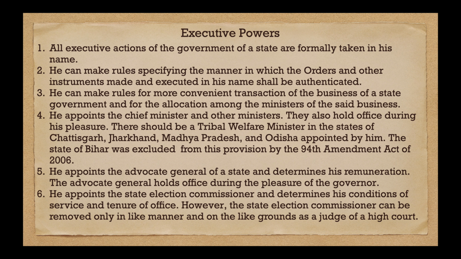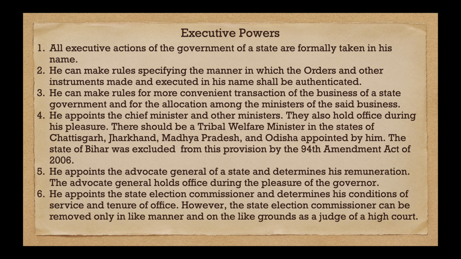1. All executive actions of the government of a state are formally taken in his name. 2. He can make rules specifying the manner in which the orders and other instruments made and executed in his name shall be authenticated. 3. He can make the rules for more convenient transaction of the business of a state government and for the allocation among the ministers of the said business.